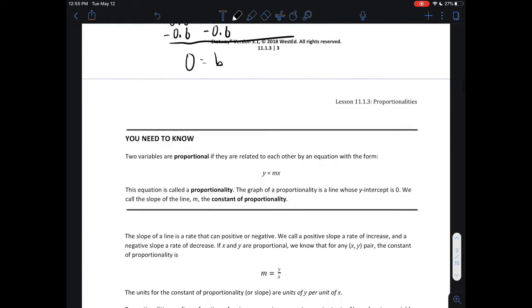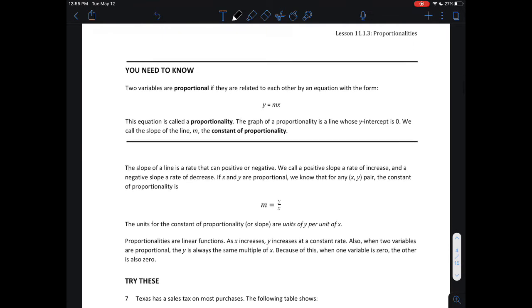And now let's summarize everything that we just saw on this page. You need to know for this section, 2 variables are proportional if they are related to each other by an equation with the form y equals mx. Notice that there's no b here because b is equal to 0. So you don't need to write it if you're adding 0. This equation is called a proportionality. The graph of a proportionality is a line whose y-intercept is 0. We call the slope of the line m, which is also called the constant of proportionality.